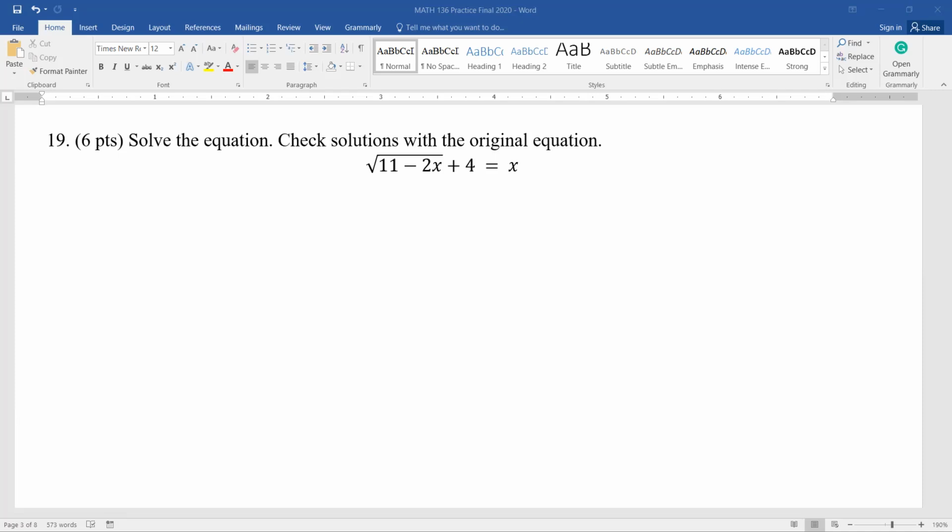I'm going to go ahead and go back to 5 and circle it. I know it's an answer. So I checked it. I got a true statement. I know that 5 is a solution. Now I'm going to go back and check 1. Again, I'm going all the way back to the original.